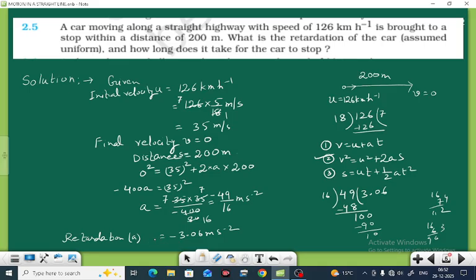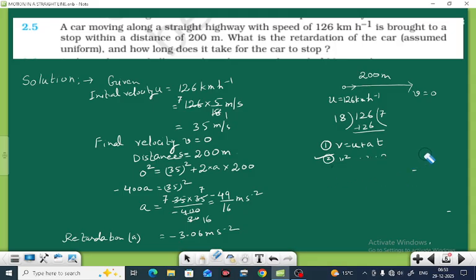We got this retardation. Now, if we find what is the time, then we will get in this way. Now, this is number 1. And number 2, we will apply this formula, v equal to u plus at. Let us see the second question, how long does it take for the car to stop? That means you have to find time. First you write what is given and you have to find the time.